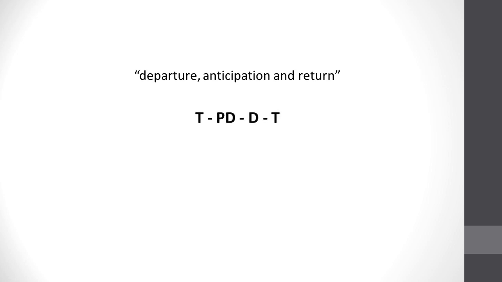Let's learn how to use this Venn diagram to come up with basic chord progressions of your own. First of all, you'll need to remember the basic chord progression structure learned in the last lesson: departure, anticipation, and return. This structure can be written as the following formula. T stands for tonic, PD stands for predominant, and D stands for dominant.